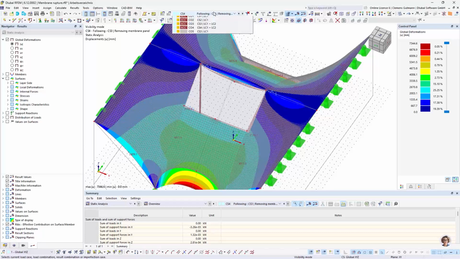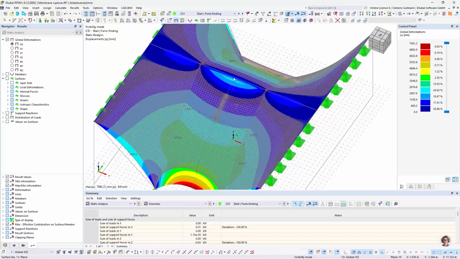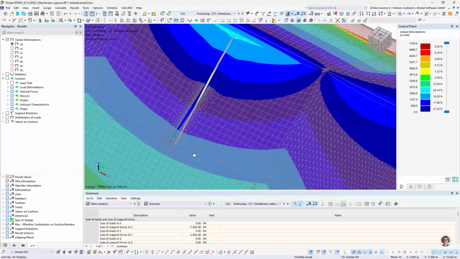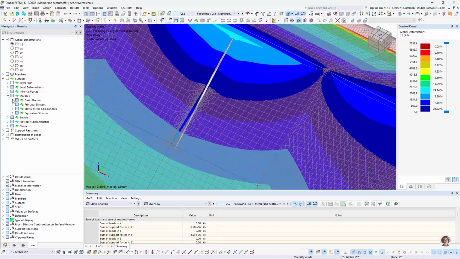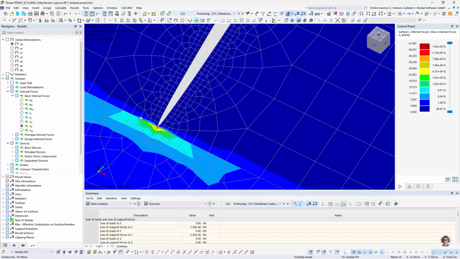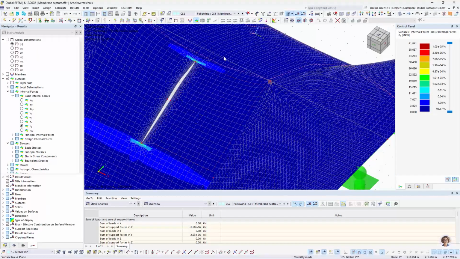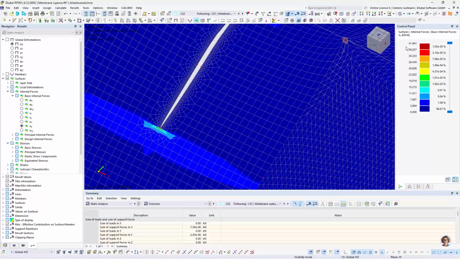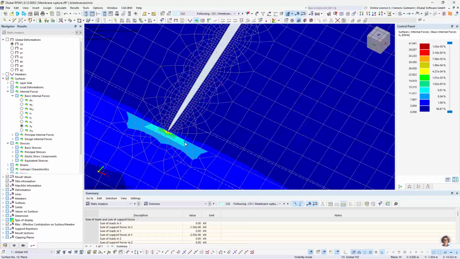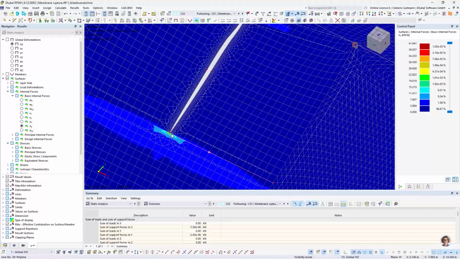Okay, so let's take a look at the results. So in the beginning, we have the form finding. Then we have the rupture of the membrane. There you can see that if we take a look, for example, at the stresses, that we have this peak like we would have expected. We can see that this peak is about 40 kilonewtons per meter. And if we take a look at the same spot in the beginning, we have like 3. So you can see that it's quite a large stress.